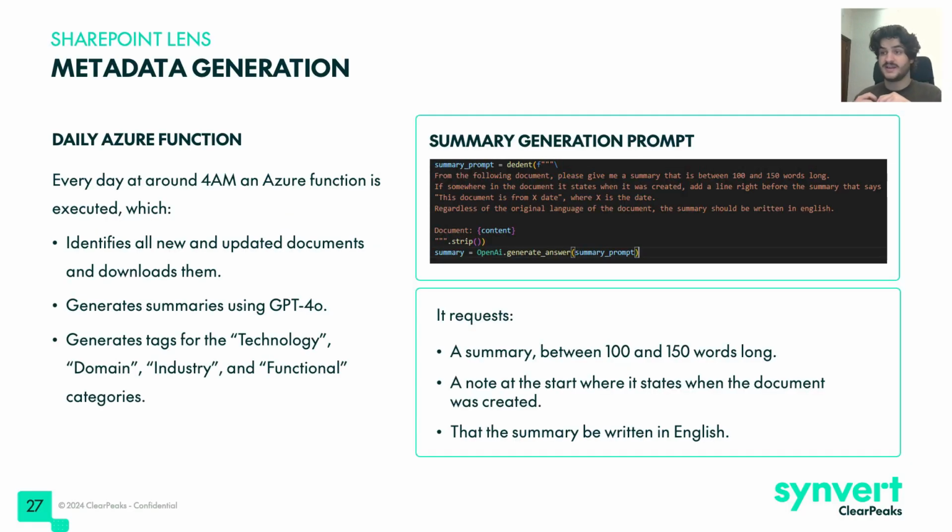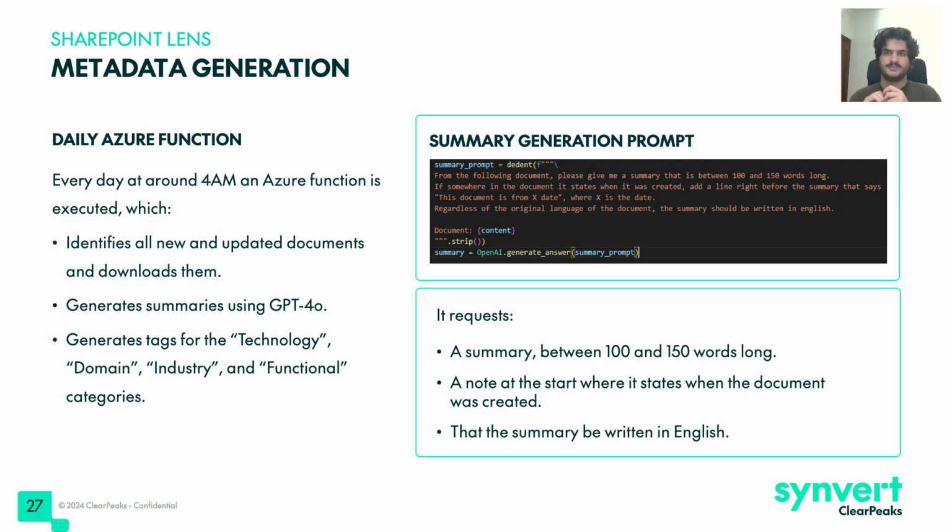Every day at 4 a.m., an Azure function gets called that lists out all of the new documents that got uploaded, and then for each one generates a summary using GPT-4o, and then generates the tags for the technology, domain, industry, and functional categories. There's other categories like the employee tag, but since this is not something that is contained within the document, we don't generate it automatically.